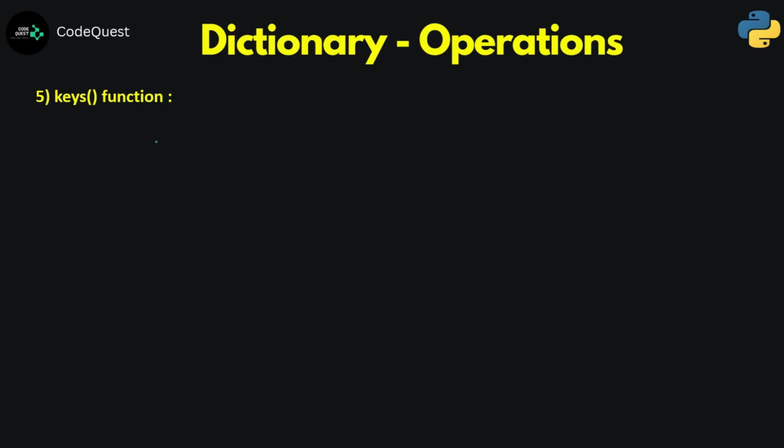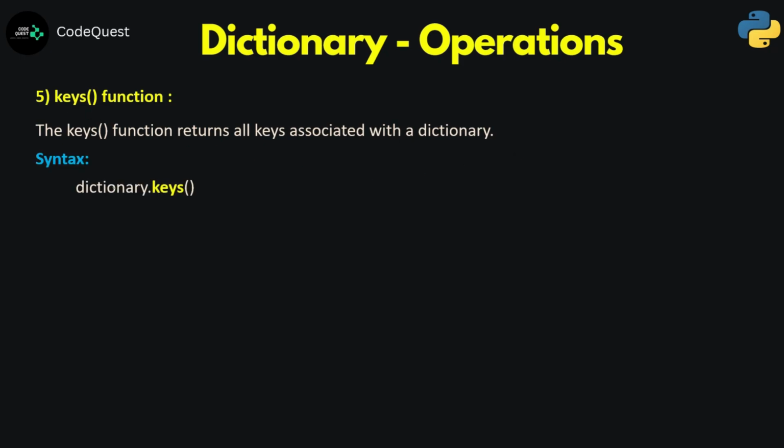This function I can use whenever I want to return all the keys that are associated with a dictionary. So if I want to get all the keys that are present in a particular dictionary, because a dictionary is holding key-value pair items, and I only want the keys list, then I can take the help of keys. So what I can do is take the dictionary and call this keys.